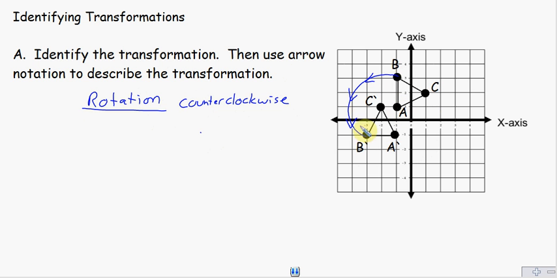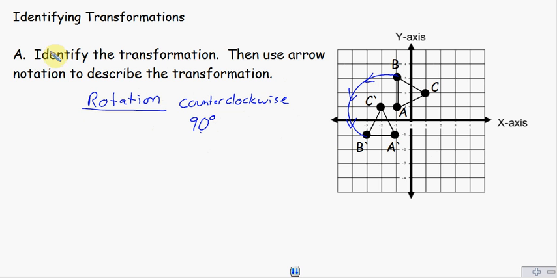Did this rotate 90 degrees? Did it rotate 180 degrees? Is it a half circle, full circle? What is it? In this case, it didn't flip all the way around. Notice B is on the top, now it's on the left. C is on the right, now it's on the top. A is on the bottom, now it's on the right. So this isn't a full flip. If it was a full flip, then A would go from bottom to top, B would go from top to bottom, and C would stay in the same spot. So this isn't a 180-degree rotation. This is only a 90-degree rotation. So, rotation counterclockwise, 90 degrees.